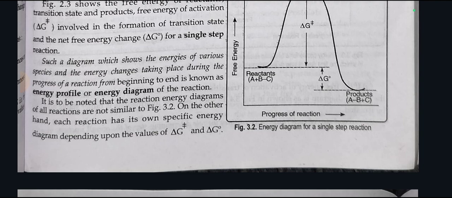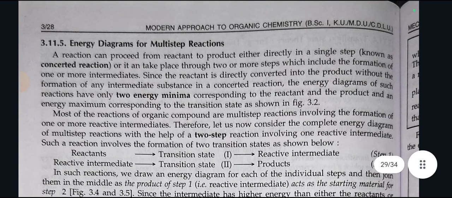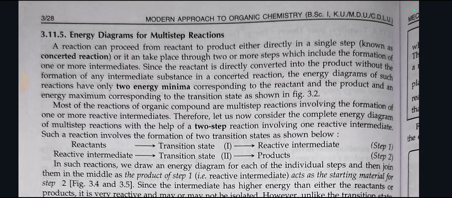Such a diagram, which shows the energy of various species and the energy changes that take place during the progress of a reaction from beginning to end, is known as the energy profile or energy diagram of the reaction. It is to be noted that the reaction energy diagrams of all reactions are not similar to figure 3.2. On the other hand, each reaction has its own specific energy diagram depending upon the values of delta G double dagger and delta G naught. Energy diagram for a single step reaction.